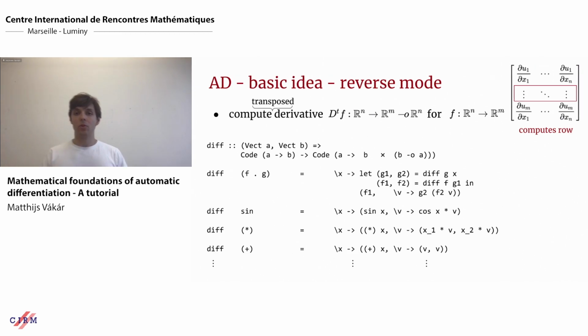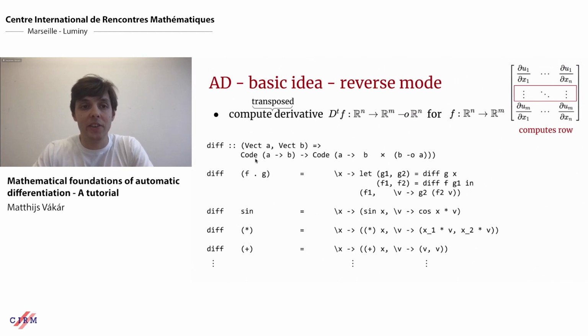Now, why is it called reverse AD? Well, the reason is that transposition is a contravariant functor in the sense that it swaps operations. So the transpose of A multiplied with B is the transpose of B multiplied with the transpose of A. So we're going to see a sort of reversal of operations in reverse mode AD. And that's because we're calculating transpose derivatives rather than derivatives.